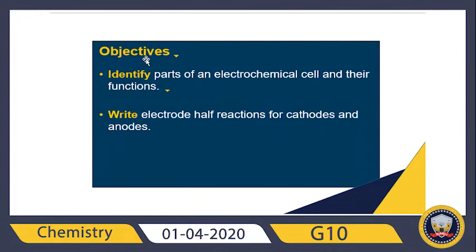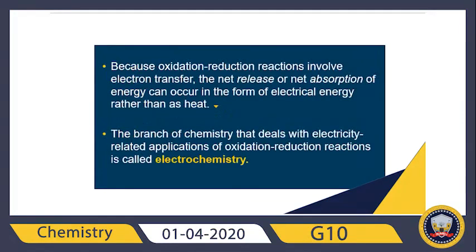So the objectives of this section, guys: number one, identify parts of an electrochemical cell and their functions. Number two, we will learn how to write electrode half reactions for cathodes and anodes. Today inshallah we will learn what we mean by electrochemistry as a science, what we mean by electrochemical cell, what the components of the electrochemical cell are, what the meaning of electrode is, the cathodes and anodes, and all this stuff.